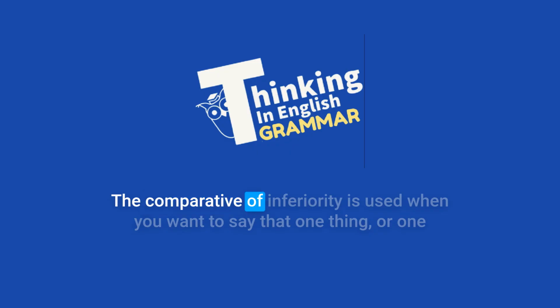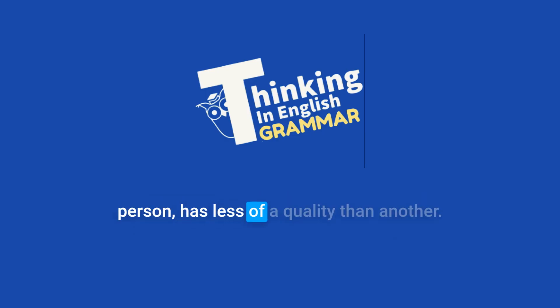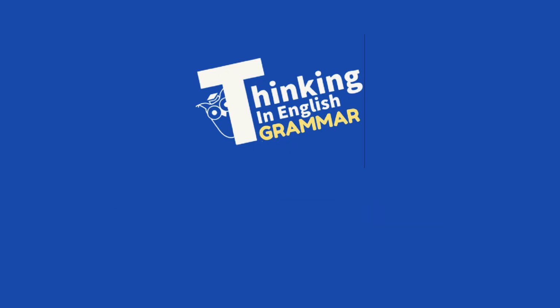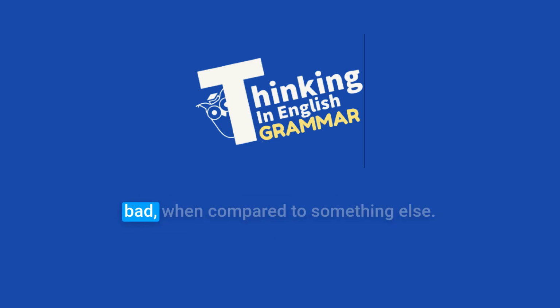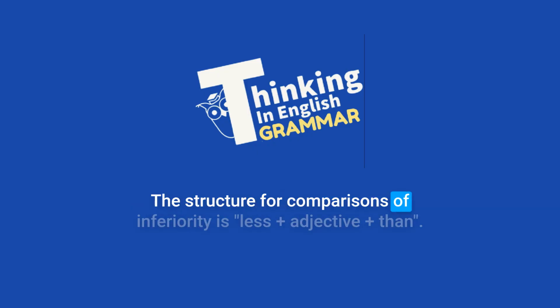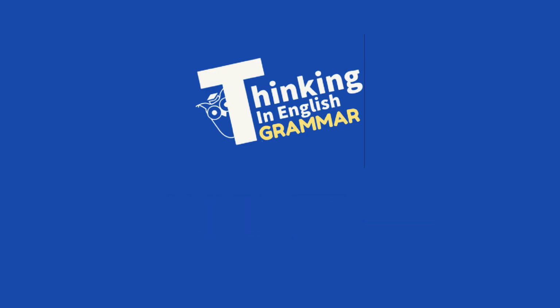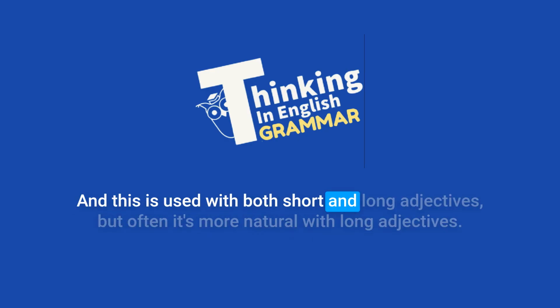The comparative of inferiority is used when you want to say that one thing or one person has less of a quality than another. This type of comparison shows that something is not as good, fast, expensive, bad, when compared to something else. The structure for comparisons of inferiority is less adjective than. And this is used with both short and long adjectives, but often it's more natural with long adjectives.